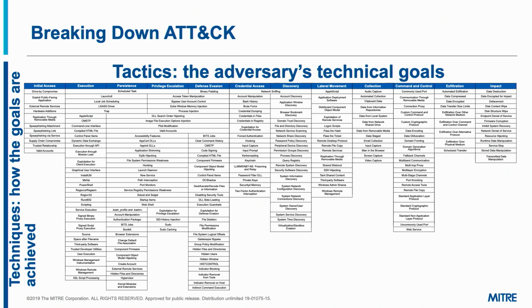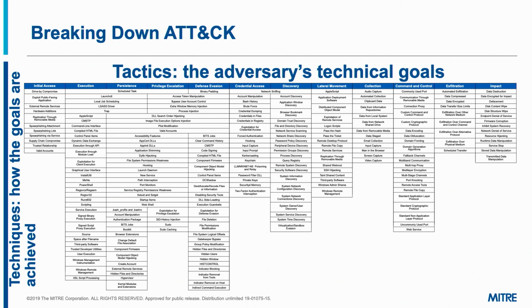Down each of these columns, we have techniques, which are more detailed ways of how these goals are actually achieved. So instead of initial access, we have things like spear phishing attachment or spear phishing link. Instead of impact, we have data destruction or data encrypted for impact. So getting into more specifics of how the adversary is actually accomplishing these high-level tactic goals.